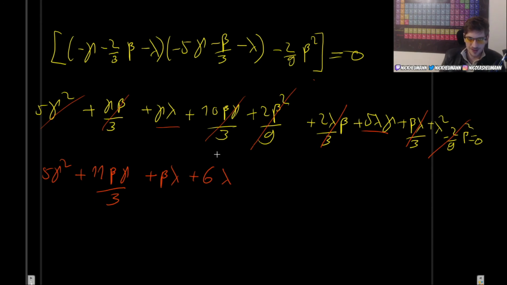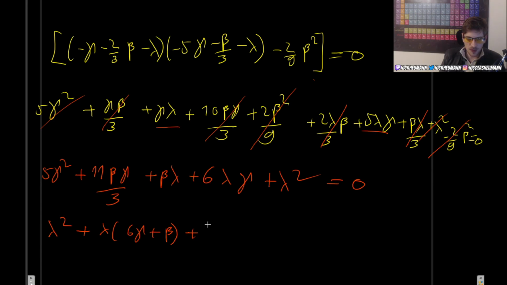Wait, what did I just do? Lambda gamma, there we go. And lambda squared, don't forget about that. So this has to be 0. Now this is simply a quadratic equation which we can rearrange like this. So lambda squared plus lambda factor of 6 gamma plus, what else do we have? 6 gamma plus beta. And then without lambda, we have 5 gamma squared plus 11 beta gamma over 3.